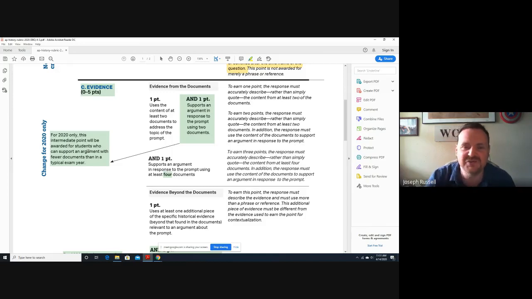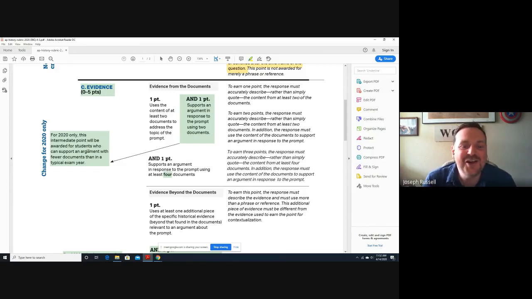It depends. It kind of floats from year to year. Are there 5 or are there 6? This year there will be 5 documents. We know this. This is what the College Board has told us. And to get full points, you have to use at least 4 of them. All but one. You know, there you go. That's math. There's a cross-curricular lesson for you this morning, kids.